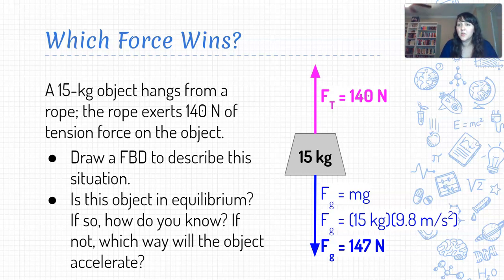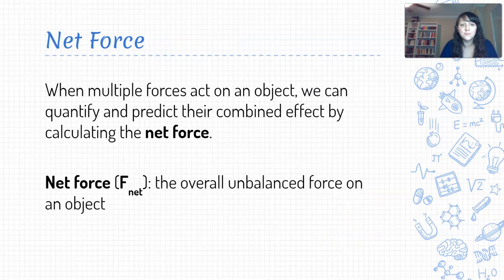It's going to accelerate in the direction of that bigger pull. So this then brings us to the idea of net force, okay? If we have multiple forces that are all acting on an object at the same time, we can put all of them together and sum them up into one number, which we call net force. And net force, which we represent as F with a little subscript net, just describes what is the overall unbalanced force on our object.